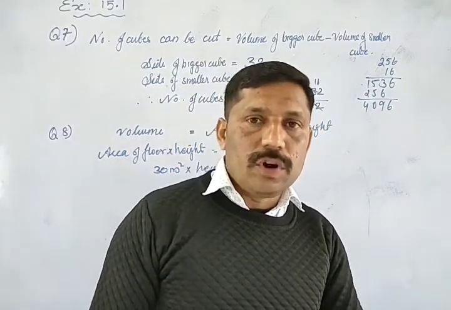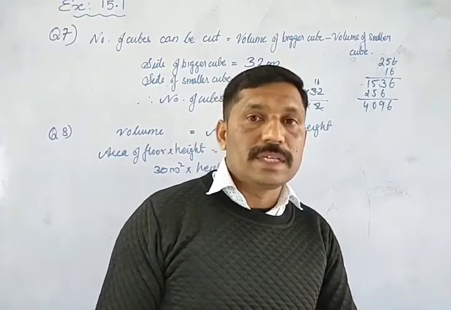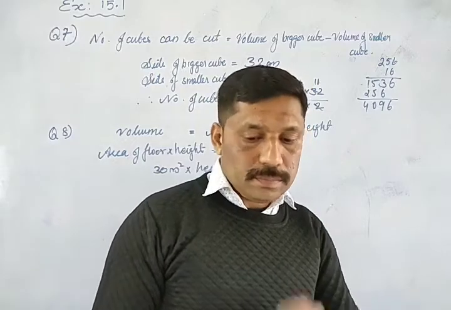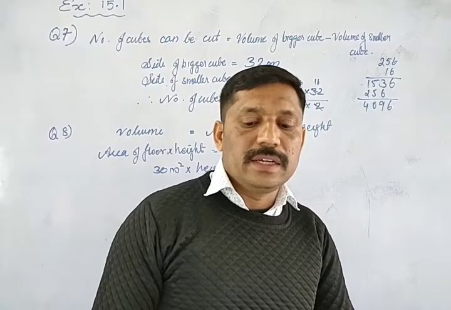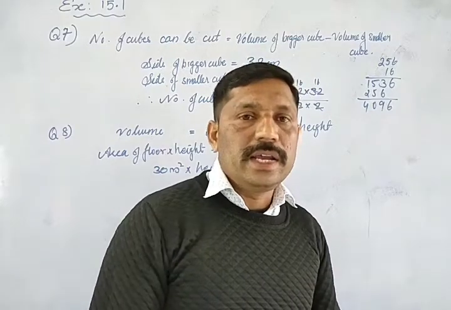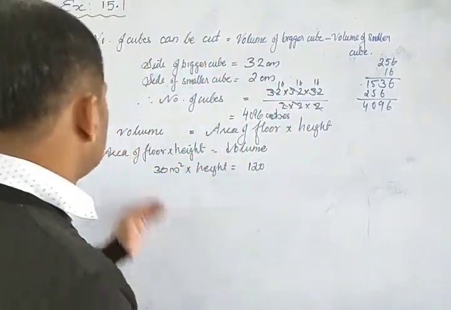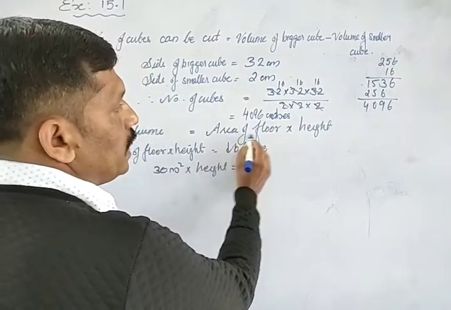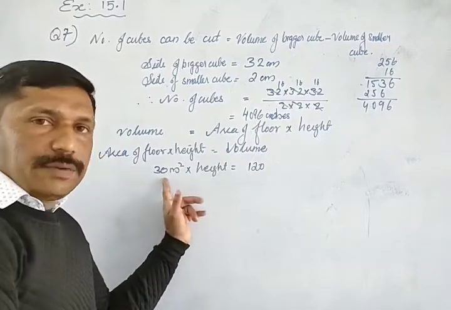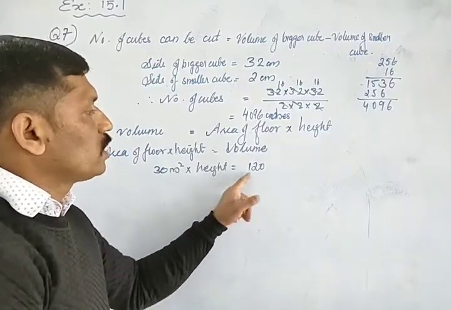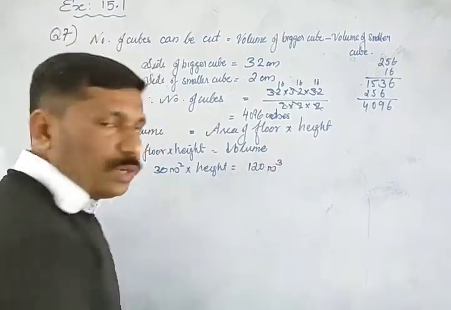So the height of volume means you studied two formulas. Volume is equal to length into breadth into height, or volume is equal to area of the floor into height. Area of the floor, if you multiply by height, then we get a volume. So the area of the floor into height, that formula we use, and then we find out. The area of the floor is given as 30 meter square, and height is not given, and volume is given as 120 meter cube.